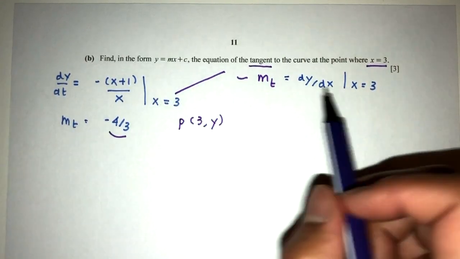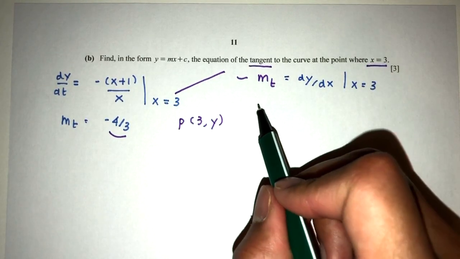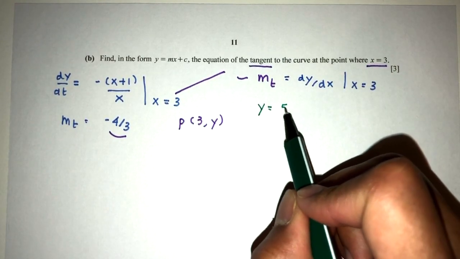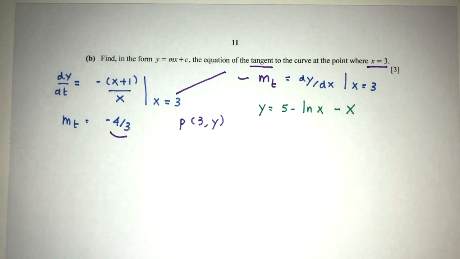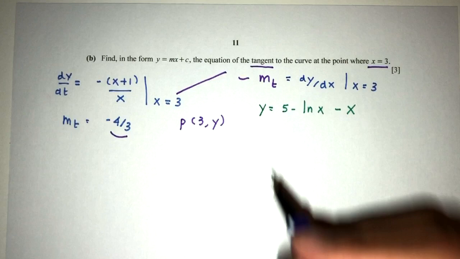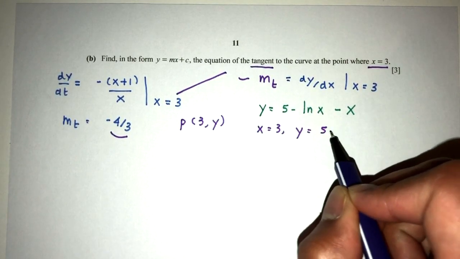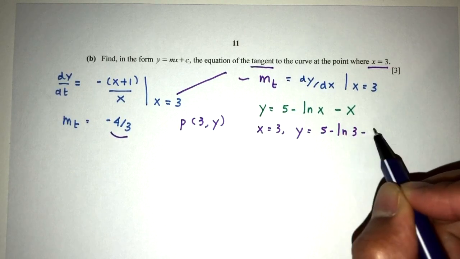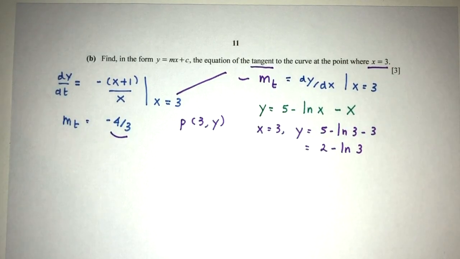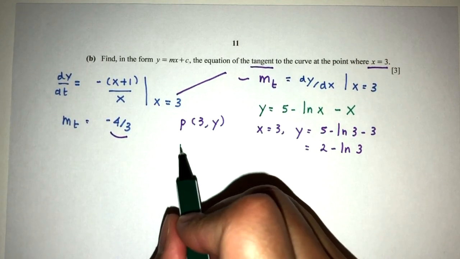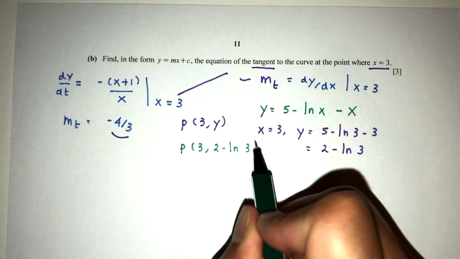Replace back in your equation, which we know from part 1, we have shown that it was y equal to 5 minus ln of x minus x. That is from part 1. That was shown that this is the equation of the curve. Now when x equal to 3, what is the value of y? That will be 5 minus ln of 3 minus 3. That should be 2 minus ln of 3. Okay, so the point will be 3, 2 minus ln of 3.